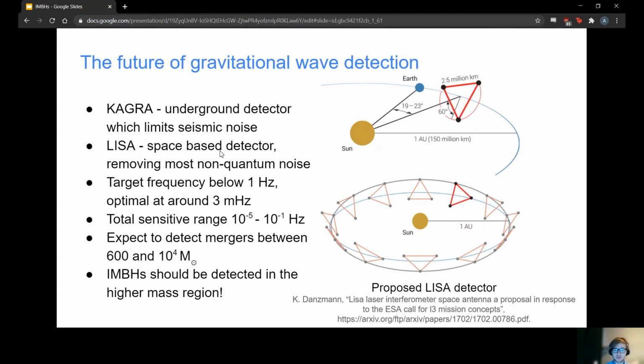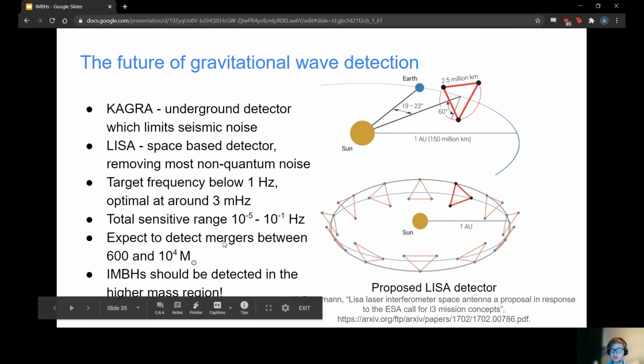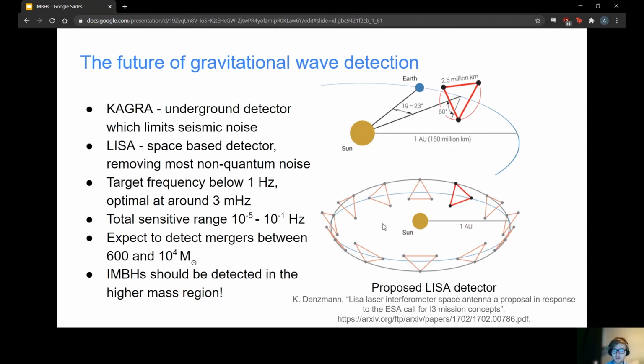Then we've got LISA, which is a space-based detector, which should remove most of the non-quantum noise. However, we can't have the Fabry-Perot cavity simply because it's in space, but we do, however, have 2.5 million kilometer long arm lengths, which is much, much longer. It should follow the Earth's orbit around the sun, you can see in the schematic. Expected to be most sensitive at about 3 millihertz, with its target range being below 1 hertz. We should be able to detect intermediate mass black holes quite easily with this compared to ground-based detectors. We should be able to detect anywhere between 600 and 10 to the 4 solar masses. This is a region we have no chance of detecting from the ground with gravitational waves.